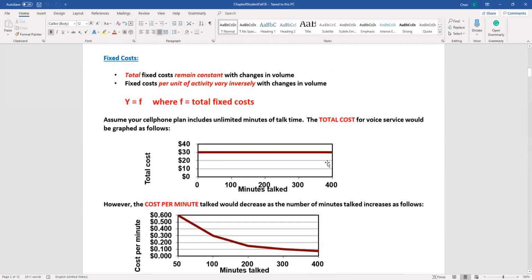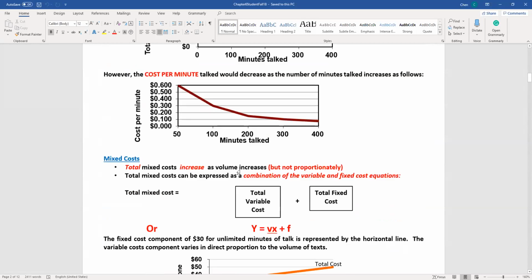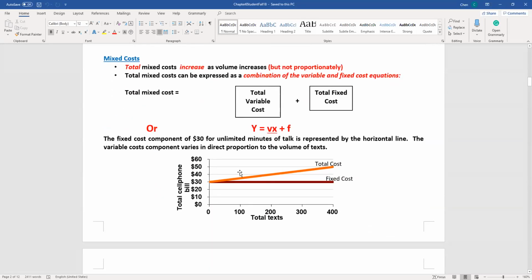So this is a total cost, and these are the properties for total cost. And we also have a mixed cost. Mixed cost is a total of variable cost and a fixed cost. It has a flat rate, but you also have to pay extra as the volume increases.